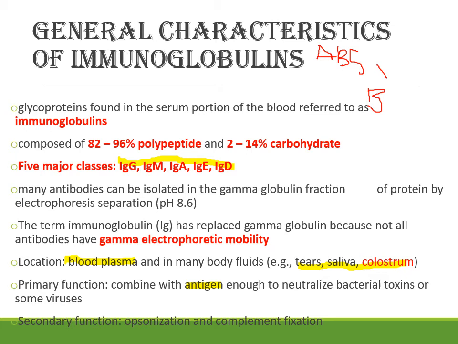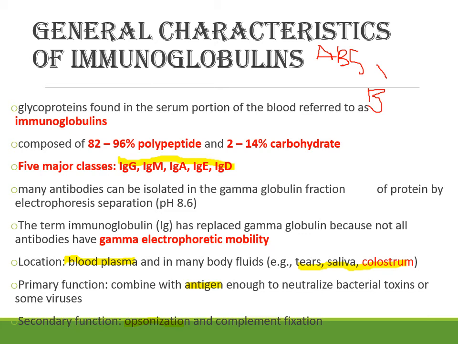The secondary function of your immunoglobulins is in the process of opsonization. Opsonization is a process in which an antigen is coated with antibodies so that it can be more recognizable by a phagocyte. So another function of your antibody is to coat an antigen so that the phagocyte can easily distinguish this particular antigen, and phagocytosis will happen immediately.